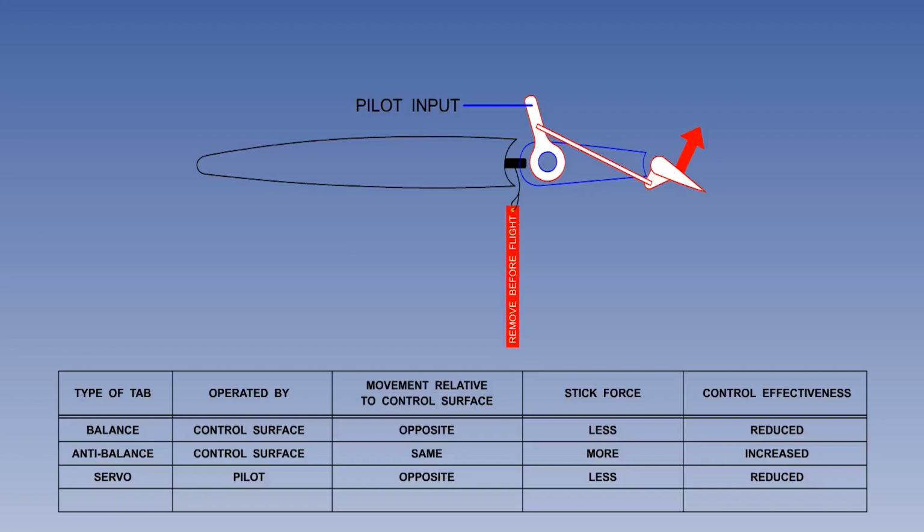Because the pilot is only moving the servo tab and not the control surface, the servo tab can be used for manual reversion in the event of hydraulic failure to powered flying controls. This will be discussed in detail in the next segment.